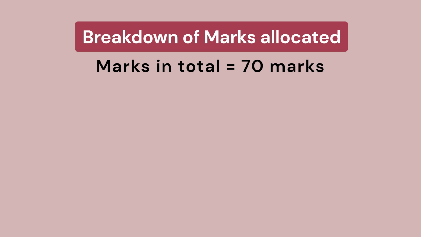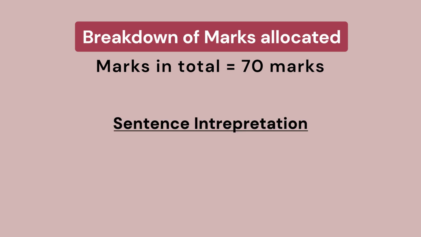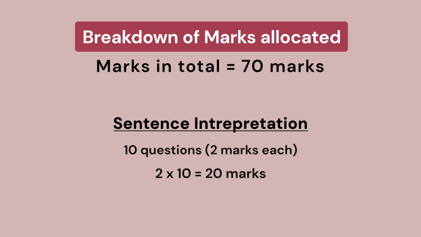Now let's look at the breakdown of the marks allocated to this section. The totality of the marks allocated for this section is 70 marks, and this is the breakdown. We have sentence interpretation, how well you are able to interpret your sentences, which is the best conveyed or the right information used in the sentence. We have 10 questions for them at 2 marks each. 2 times 10 is equal to 20. So we have 20 marks for questions 1 to 10.